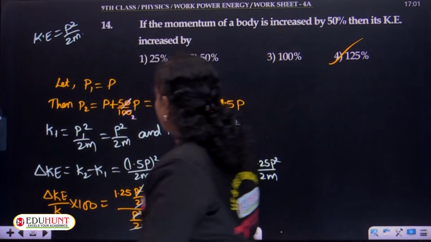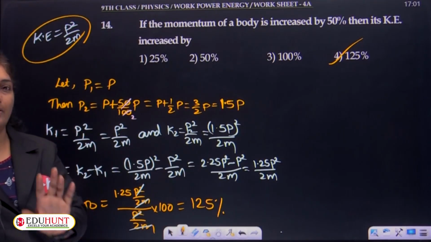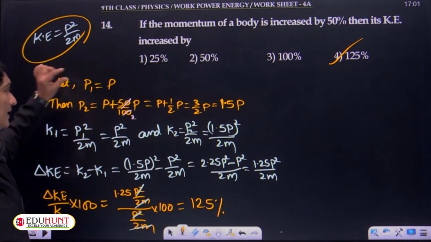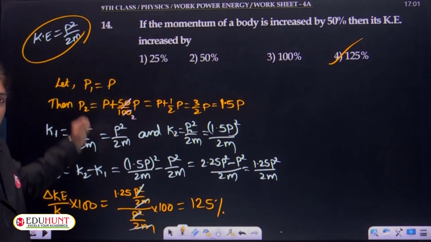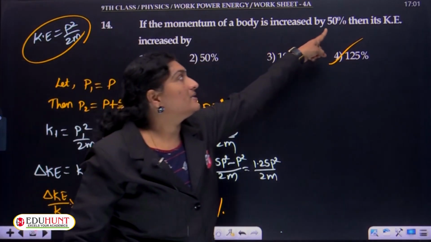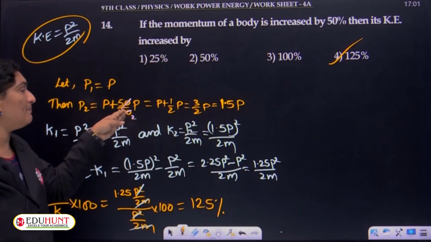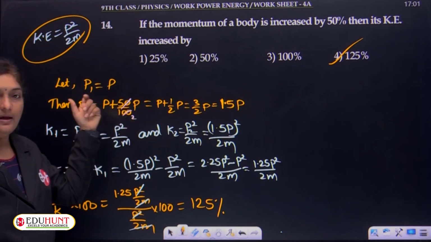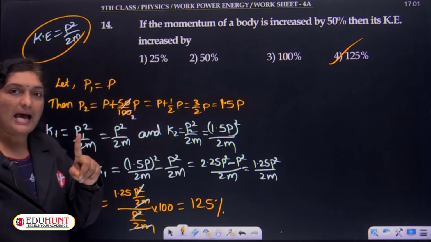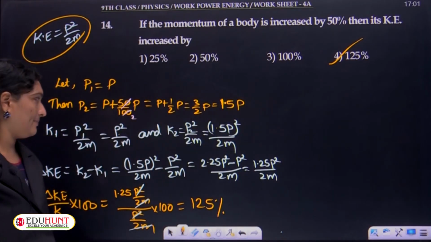So, let me explain once again, children. Formula for the kinetic energy, P square by 2m. Initial momentum, let us suppose it as P. Final momentum is momentum increased by 50%. Whatever the initial value is, additionally 50% of that you have to add. P means 50% means half P. P plus half P. 3 by 2 P or 1.5P.